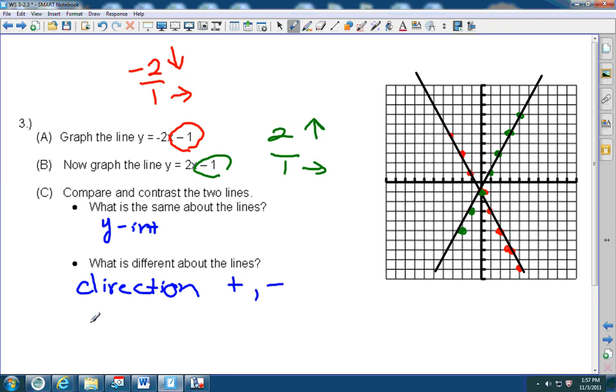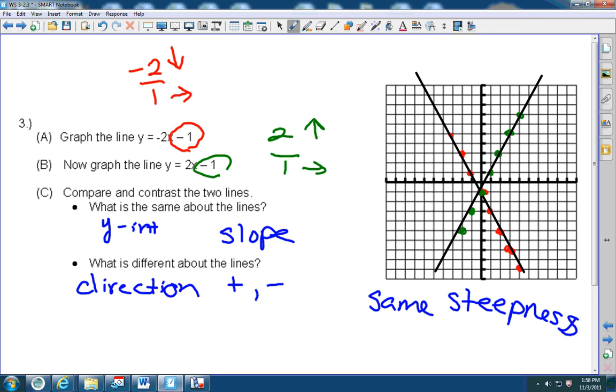The other thing that's different, well, I don't know. Let's think about this. Which line is steeper, negative 2x or 2x? The steepness is actually the same, because both of them have the same angle, whether one is going up or one is going down. They have the same steepness. So you could write slope or steepness.